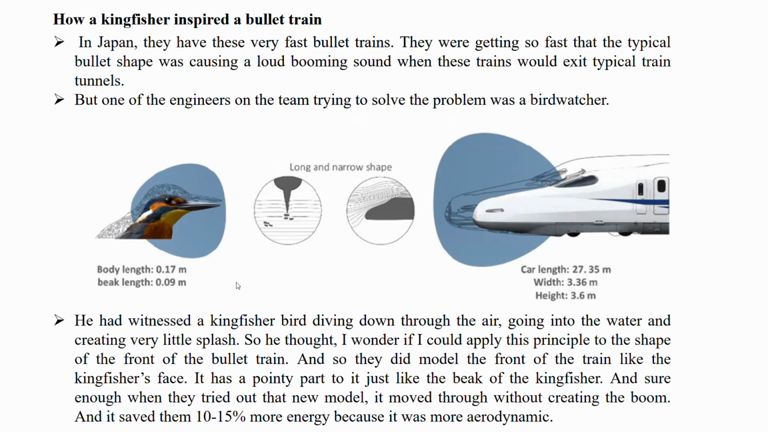And sure enough, when they tried out that new model, it moved through the air without creating the boom, and it saved them 10 to 15% more energy because it was more aerodynamic. So as you compare the beaks of the kingfisher and the train's front portion, the body length and beak length are 0.17 meter and 0.09 meter beak length. Based on this design, they designed the bullet train Shinkansen front portion to save 10 to 15% more energy.